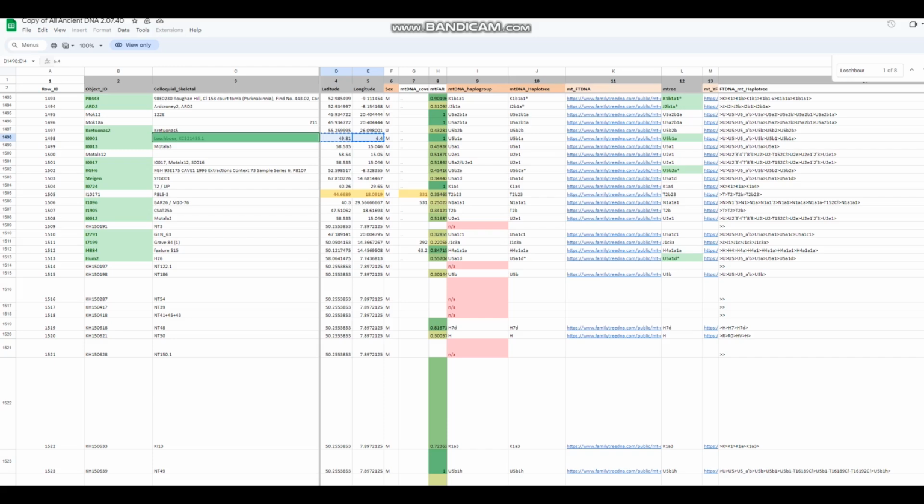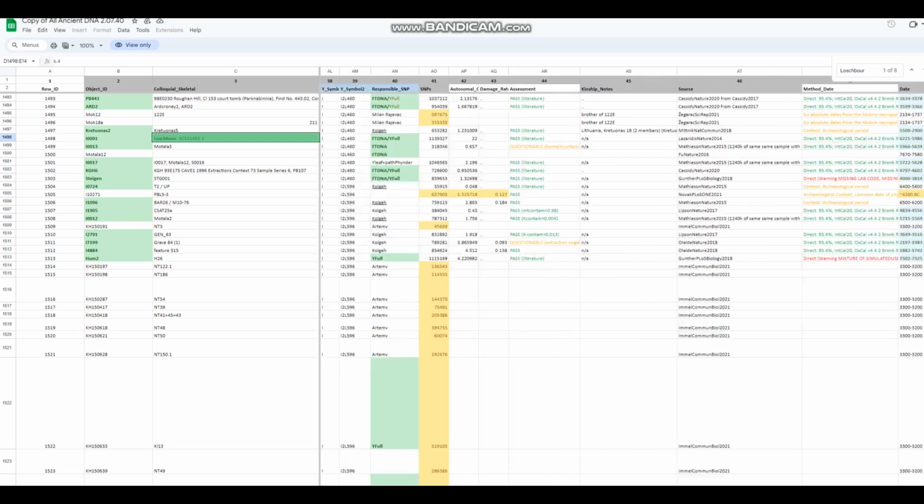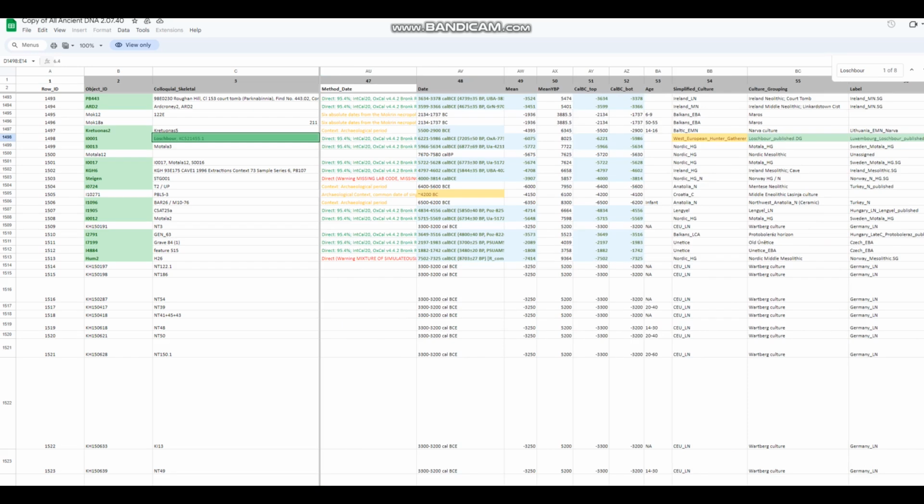Hello my friends, in this video we'll be taking a look at the autosomal DNA results, predicted phenotype traits and even GED match results of a Loschbour, I don't know how to pronounce it, it's a Western hunter-gatherer from Luxembourg. This individual lived, let's take a look at the timeline, when did this individual live? This individual lived 62 to 59 centuries before the Common Era, a long time ago.